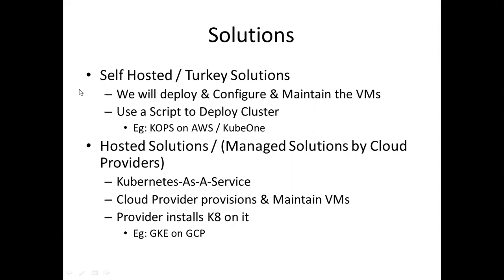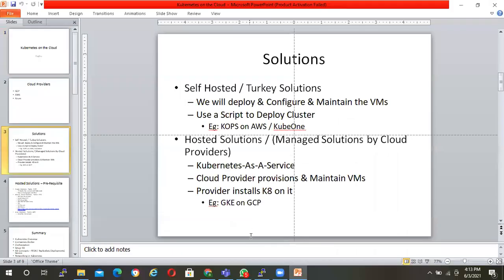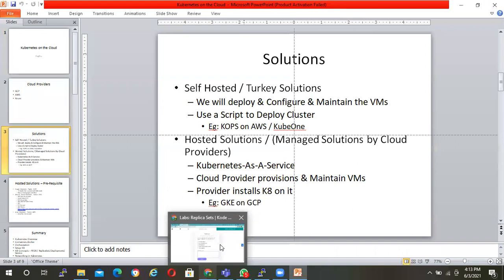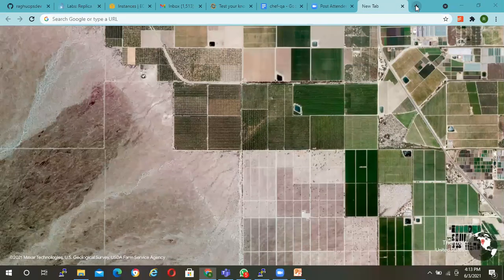So this is the setup. Whether you deploy, configure and maintain the virtual machines, or use a script, this is a self-hosted model on AWS. Have you ever worked on this kind of model, or what we call turnkey solutions? Okay, not heard about KOPS, right? I'll show you that one. I think I also have documentation.